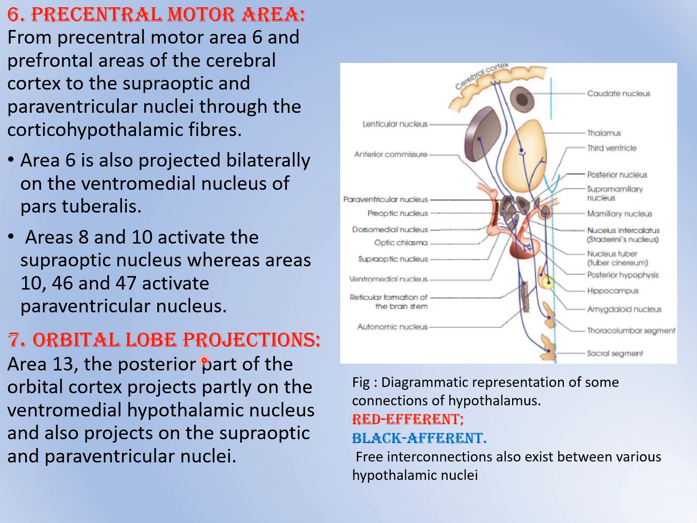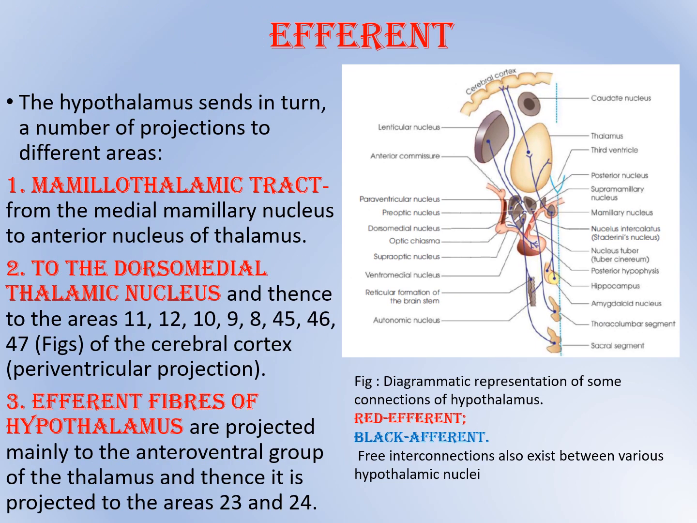Then the orbital lobe projection. Area 13, the posterior part of the orbital cortex, projects partly on the ventromedial hypothalamic nucleus and also projects on the supraoptic and paraventricular nuclei. Now about the efferent connections of the hypothalamus. The hypothalamus in turn sends a number of projections to different areas.